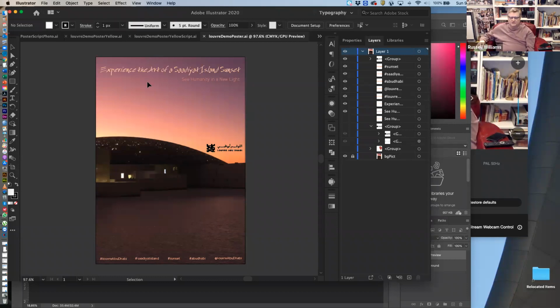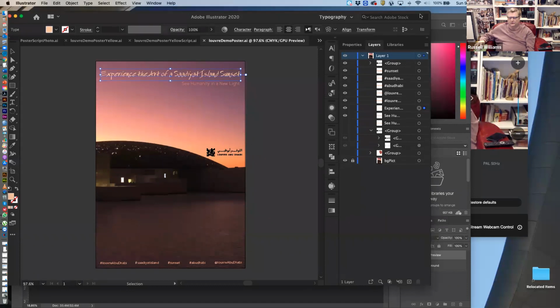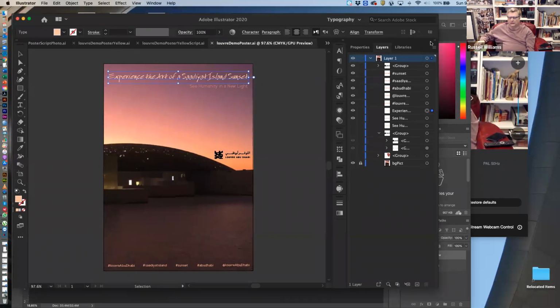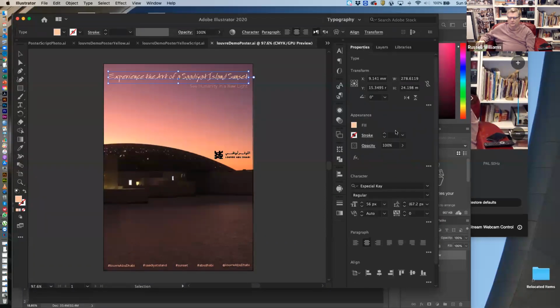Because even this, if we look at that, where is it? Okay, properties. Okay, that is a 56-point font. So even though it looks small, potentially on your screen, that is big. That is very readable. Okay, and it does not have to be gigantic.